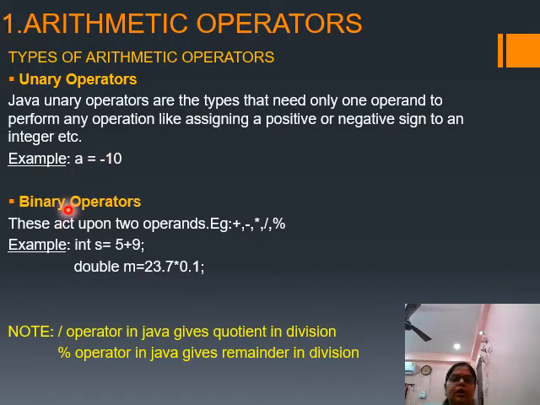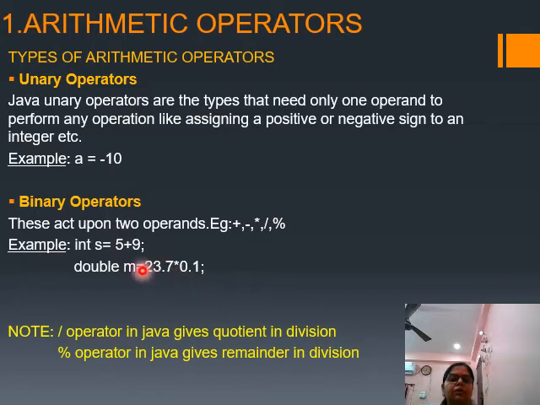Arithmetic operators. In arithmetic operators, we see generally unary operators and binary operators. In Java, first understand what is a unary operator. Java unary operators are the types that need only one operand to perform any operation, like assigning a positive or negative sign to an integer. See the example here, a = -10. It needs only one operand to perform the work, means only a is used here, and only one value 10 is assigned to a, giving minus 10.